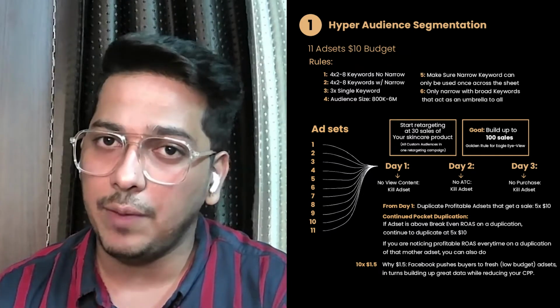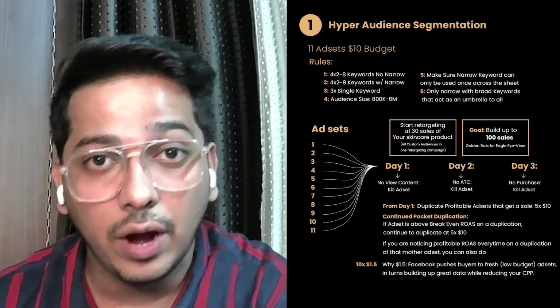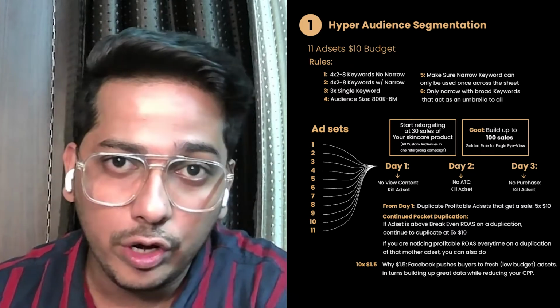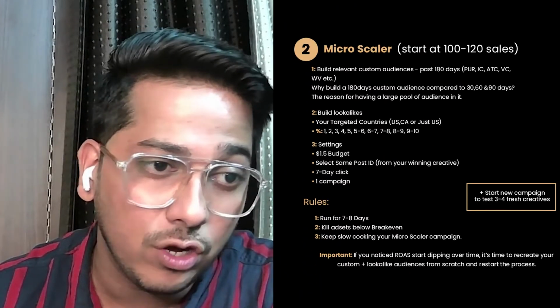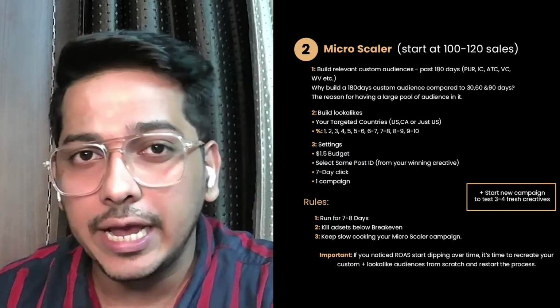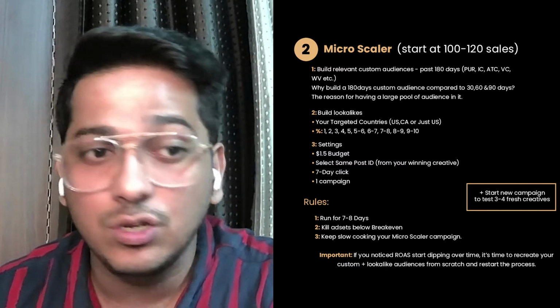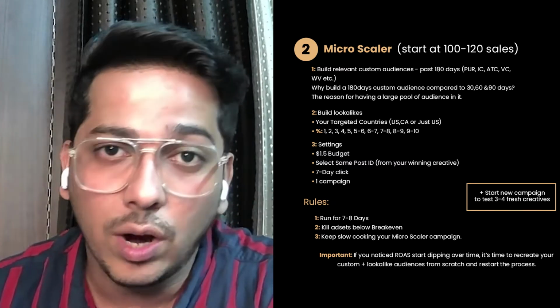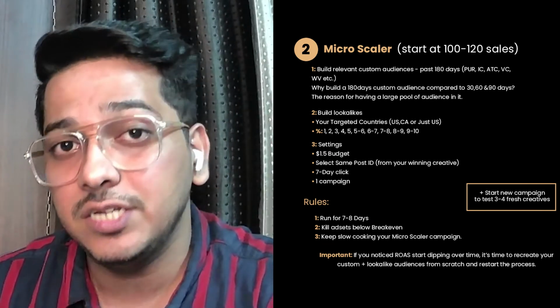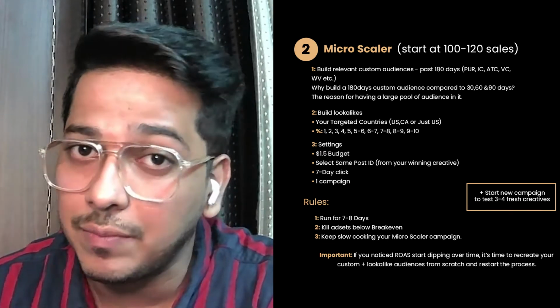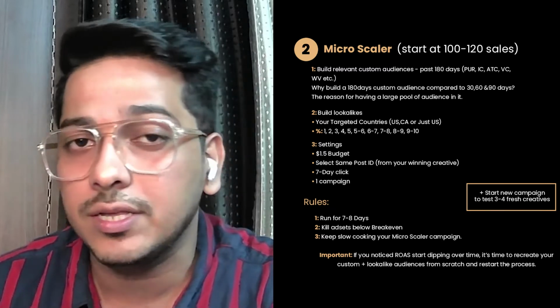Just after our hyper audience segmentation, once you achieve your 100 sales, then it's your duty to start this particular method right off the bat. The micro scaler, as I mentioned over here, you should be starting from 100 to 120 sales. As you have achieved 100 sales from that hyper audience segmentation method, you should be using this micro scaler.